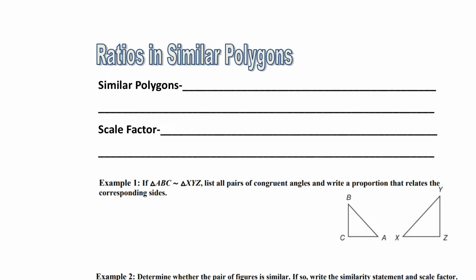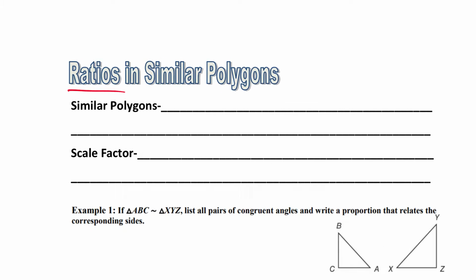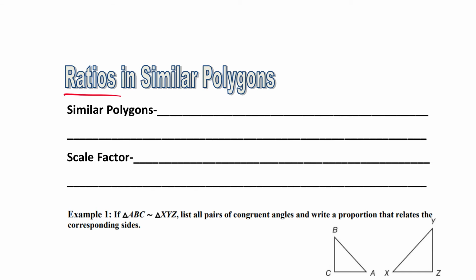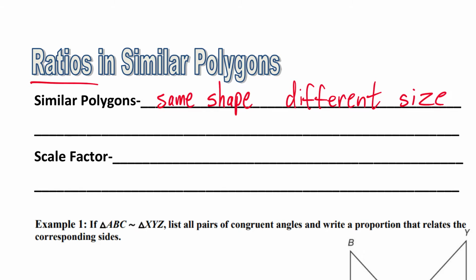Okay. So today we're going to talk about ratios in similar polygons. So remember, a ratio is a comparison of two numbers, and we're going to be using proportions today also. A proportion is a comparison of two ratios. Okay, so a couple things I want to define before we get into what we're going to look at. The first thing is similar polygons. These are two polygons that have the same shape, but different size. Same shape, but different size.